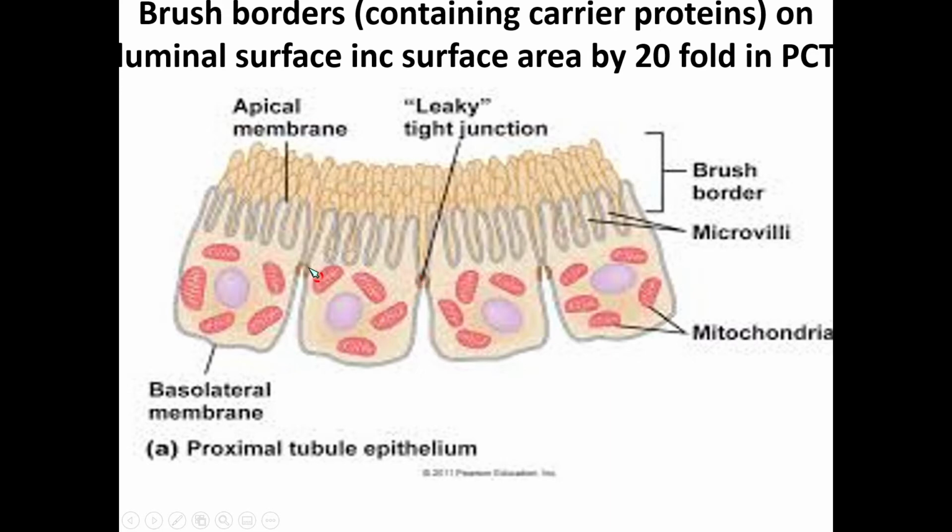Another important thing is that these cells are connected with each other by tight junctions, but these are the so-called tight junctions or leaky tight junctions, because initially when they were discovered they were known as tight junctions. Later on, scientists came to know that although they are tight, they can be leaky. When we move to the distal convoluted tubule, the tight junctions are actually very tight, and there we have mitochondria in them. So the surface area is increased by 20 times, and it has carrier proteins in them.